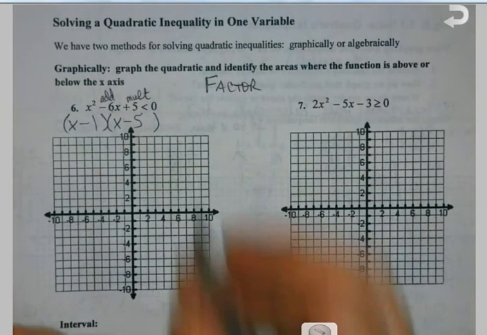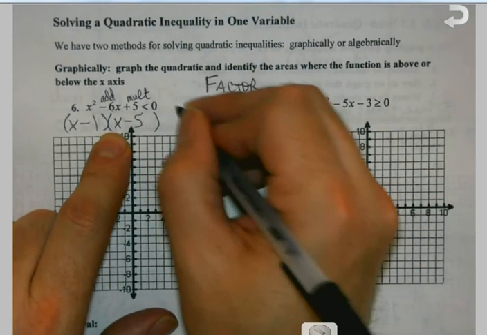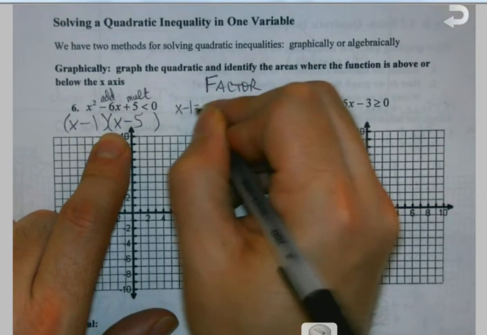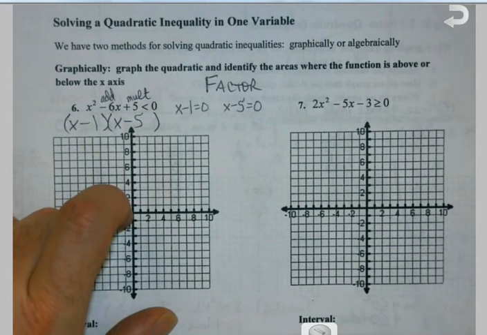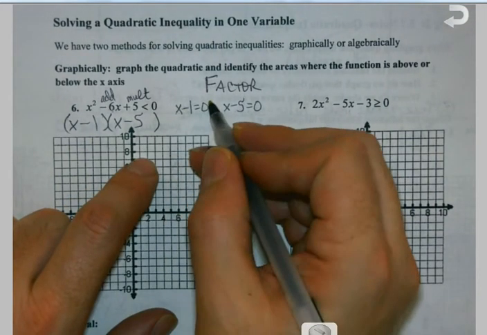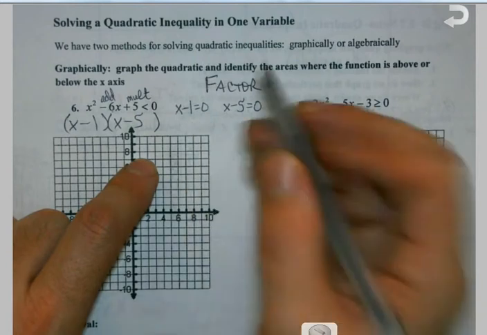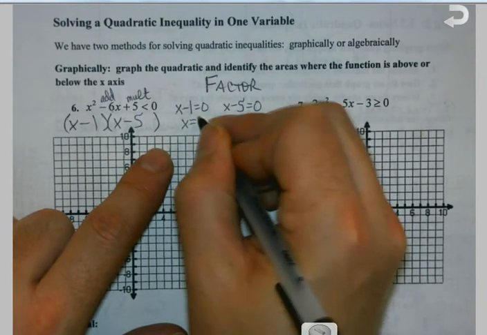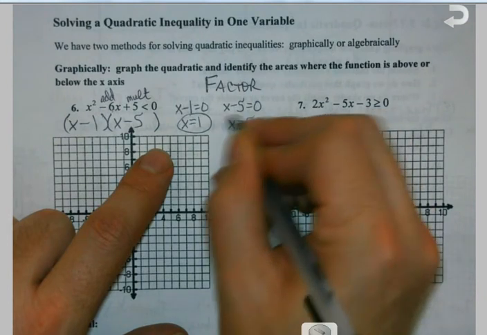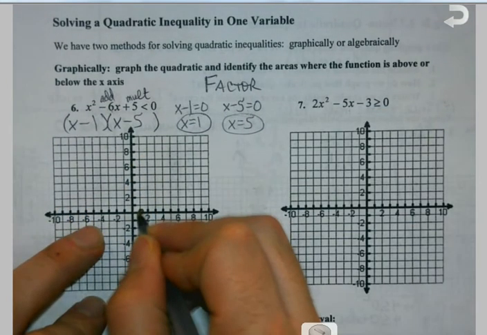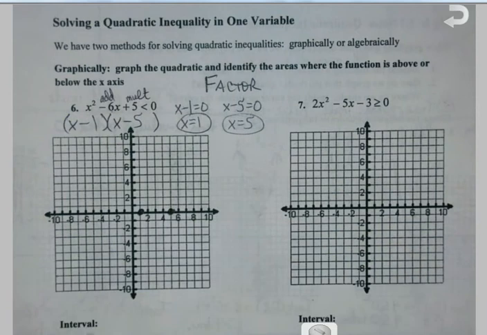So what I do again with these, if I'm looking for intercepts or zeros, is I set each part that has an x equal to 0, and then I solve those. Now again, you have to do the opposite to move it to the other side. I'd have to add 1 to each side to make that positive, add the 5 to this side, which makes that positive. There's my two intercepts. And again, that's going to come in handy because there's going to be one more step we add in this one.